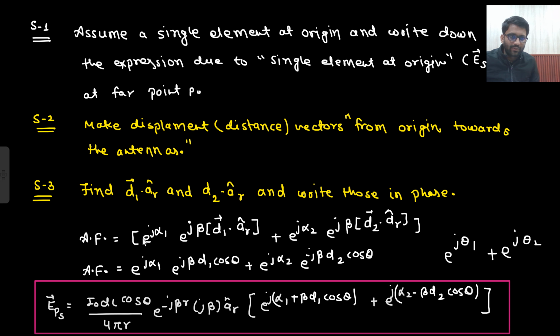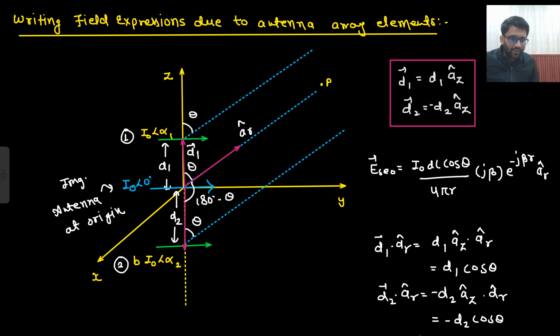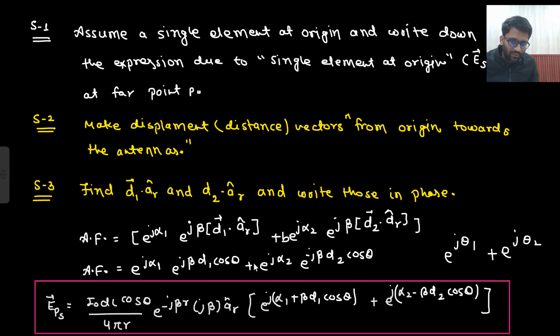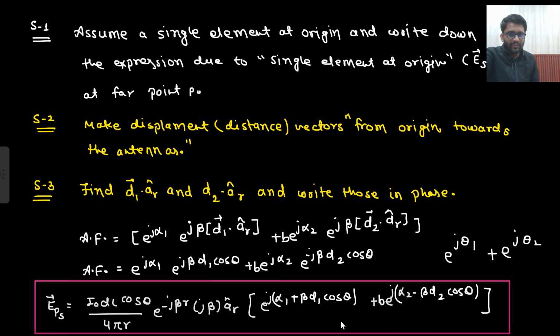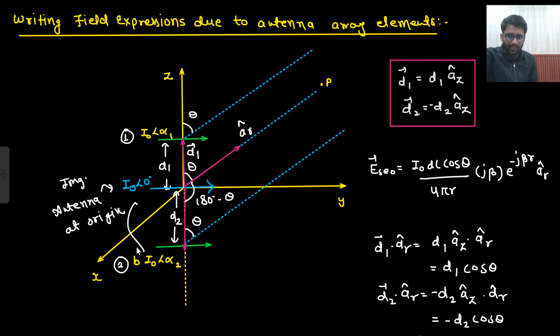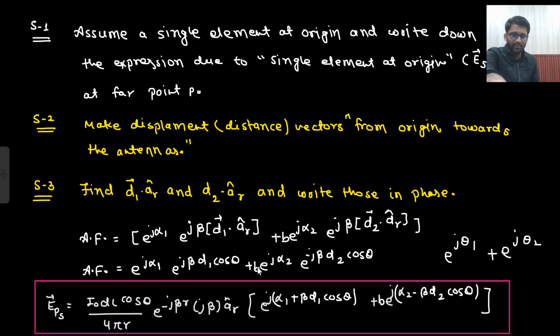Here the current was I naught, so nothing came, but here the current is B I naught. So here B will also come, no? This current was B I naught. This current was I naught. These two currents were the same. But now this current was B I naught here. So that B expression will also come here. Okay. So that was a small blunder.